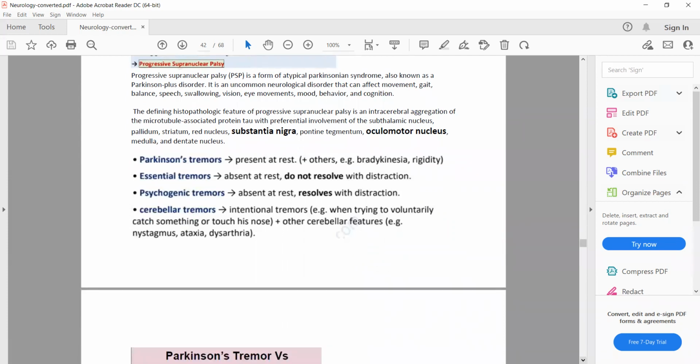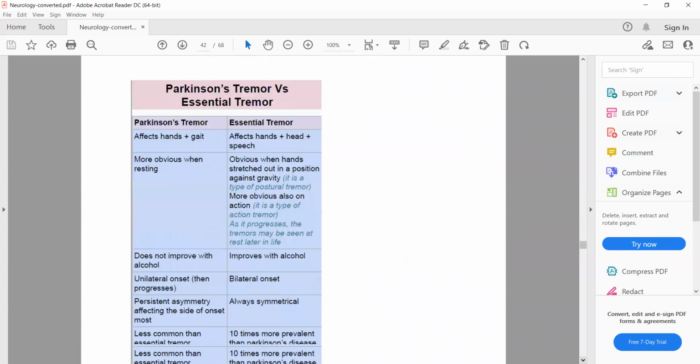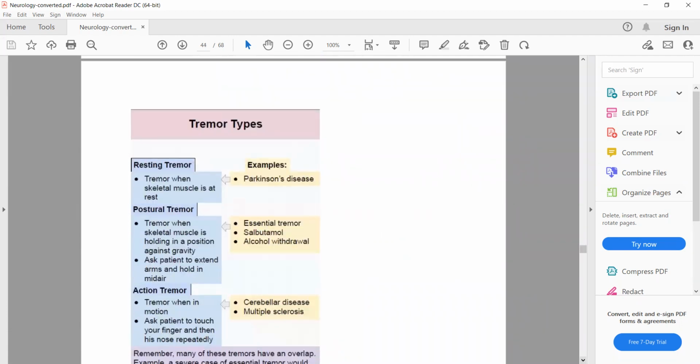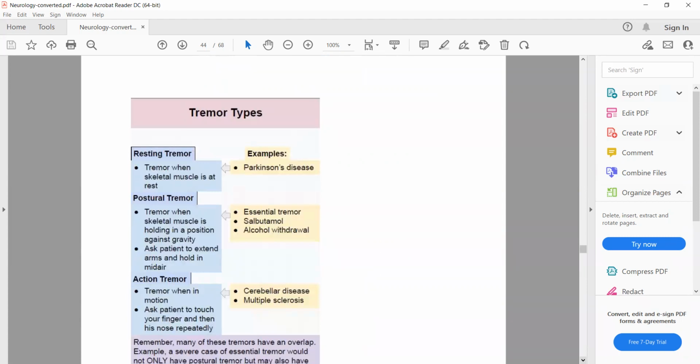Now some types of tremors. Tremor can be resting tremors, they can be postural tremors, or they can be action tremors. And the fourth type is that tremors can be psychogenic as well. So what are resting tremors? The tremors which are present at rest.